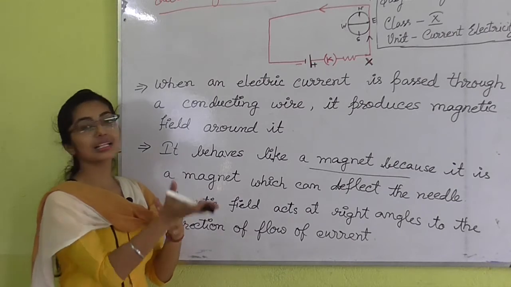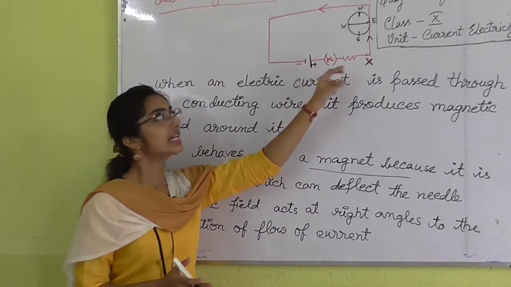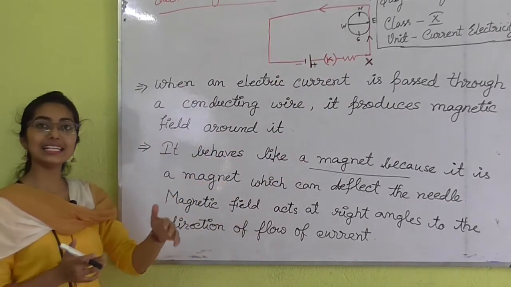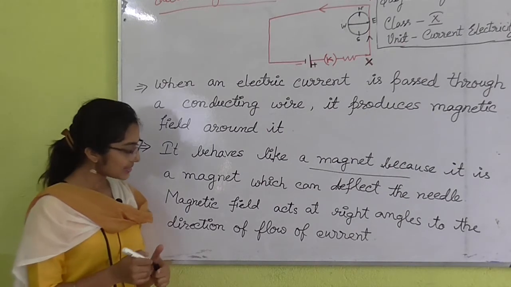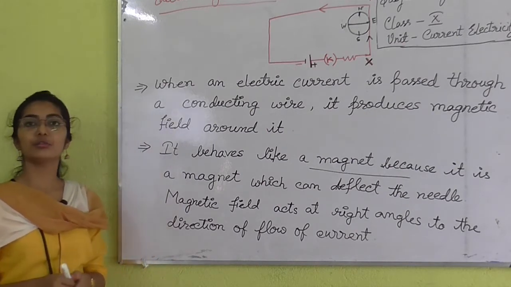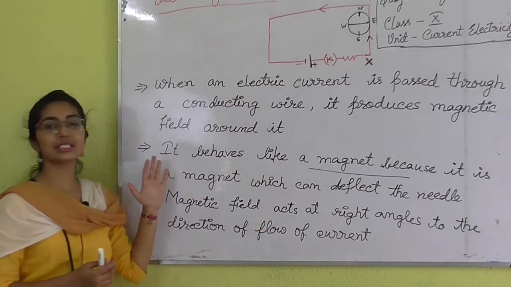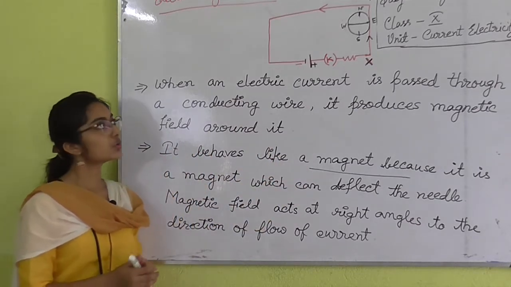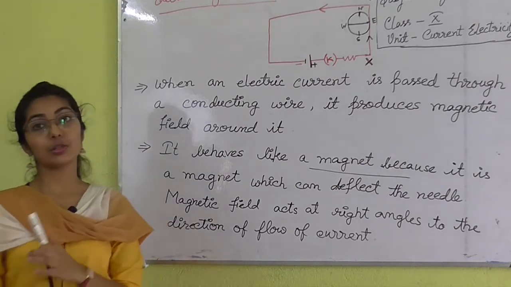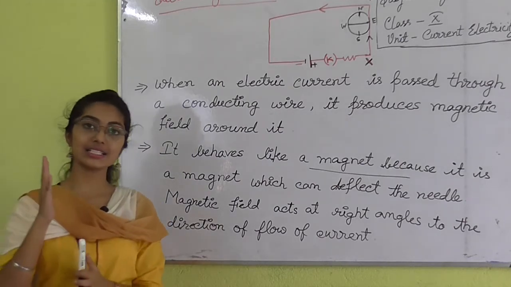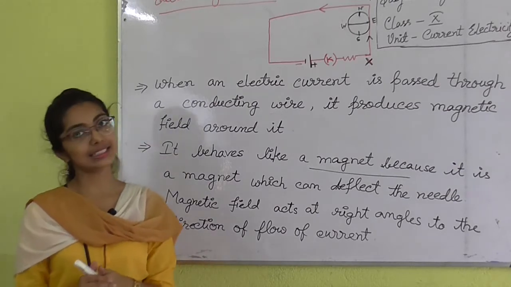If the direction of the current is reversed, that means these two terminals are reversed, then the deflection of the magnetic needle will also be reversed. So the magnetic field acts at right angles to the direction of flow of current. This whole experiment was discovered by Oersted. So we can conclude that whenever there is an electric field, there is also a magnetic field. Whenever current is passing through a conductor, a magnetic field is generated.